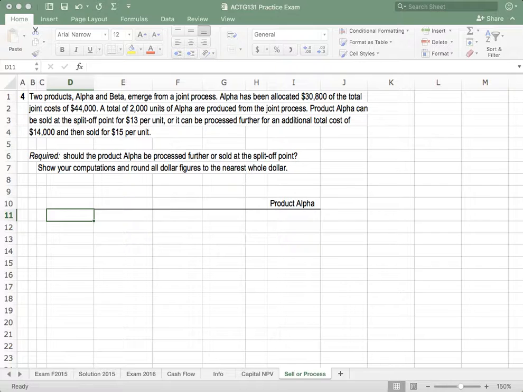So how do we tackle this? This is the only problem from Chapter 8. This is the one you need to study. For the exam, I just changed the numbers and the products.